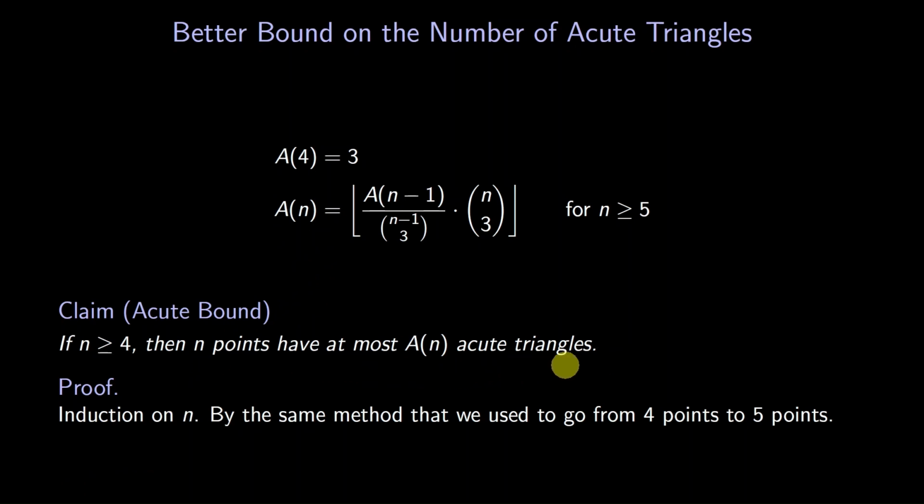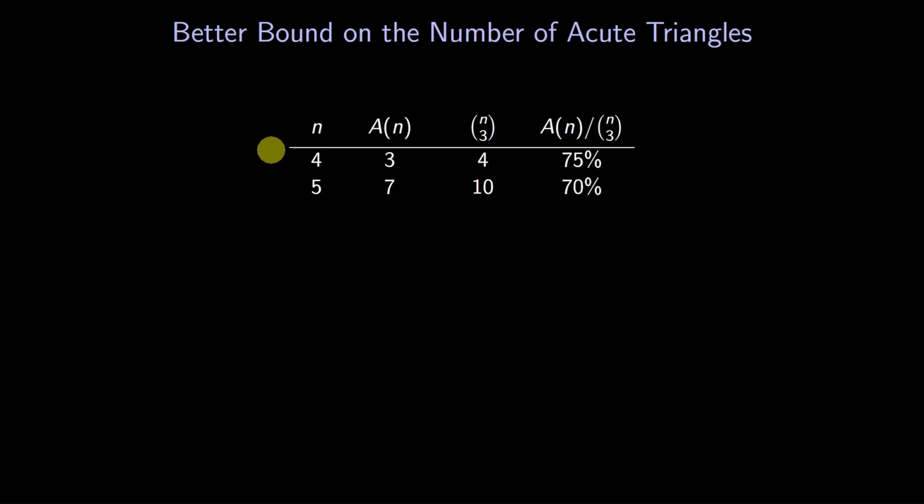Let's calculate some terms of the A sequence. Here I've started a table. The first column is n, the number of points. The second column is a of n, an upper bound on the number of acute triangles. The third column is n choose 3, the total number of triangles on n points. The final column is the second column divided by the third column, expressed as a percent. It's an upper bound on the percent of acute triangles.